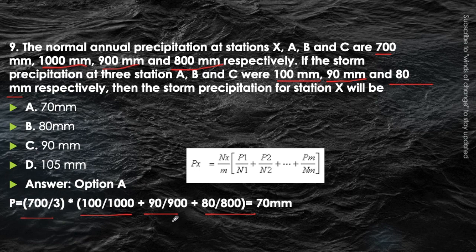Each of these three terms is 0.1, so the total value will be 0.3, and 0.3 upon 3 will be 0.1. Then it will be 700 into 0.1, which is 70 mm. That is, option A will be the correct answer. Okay, easy question.